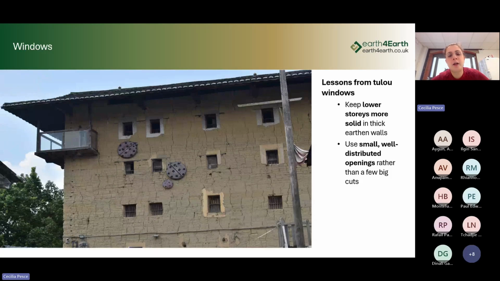And finally, when we look at the windows of these types of buildings, we always see that they are rather small. And this is done because having small windows can provide more strength to the overall structure. They would keep lower stories more solid, and really small and well-distributed openings were preferred rather than a few big windows.